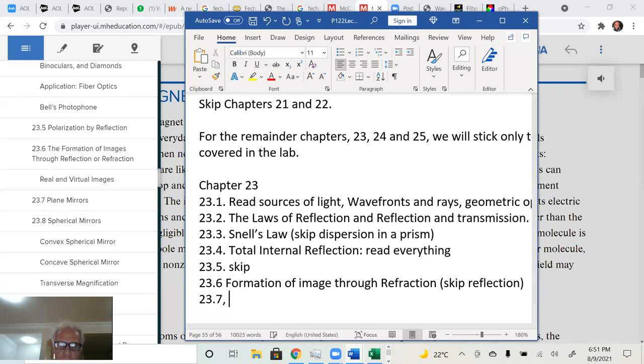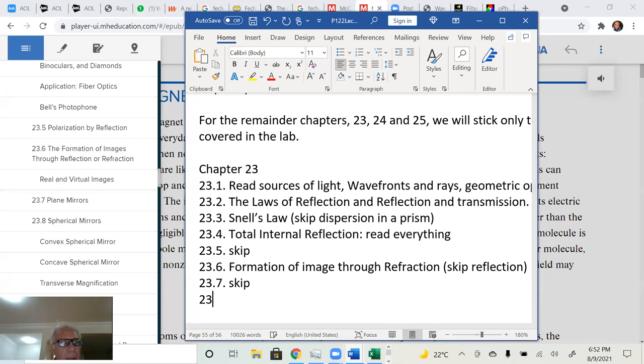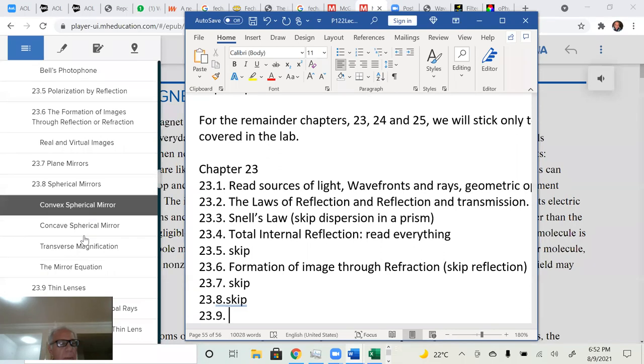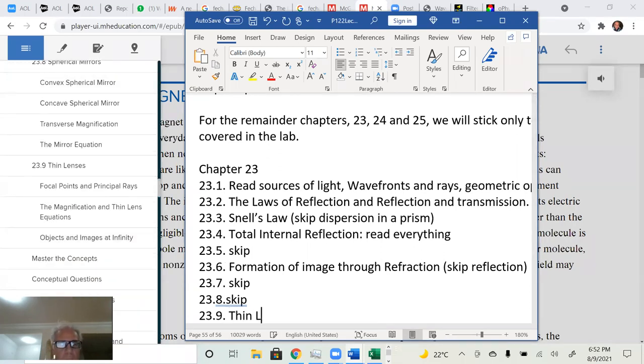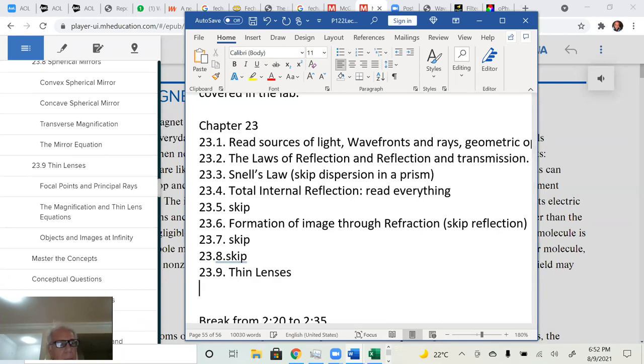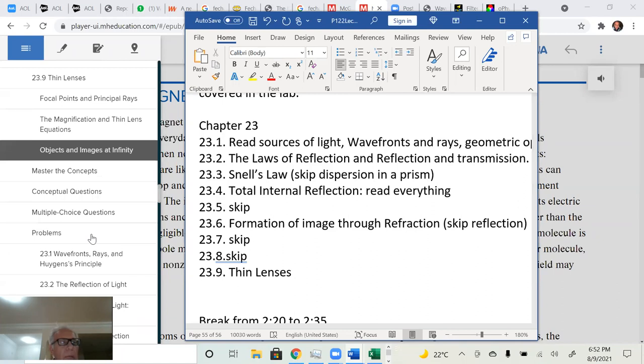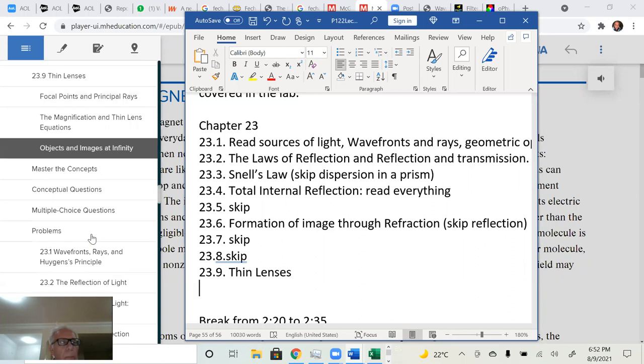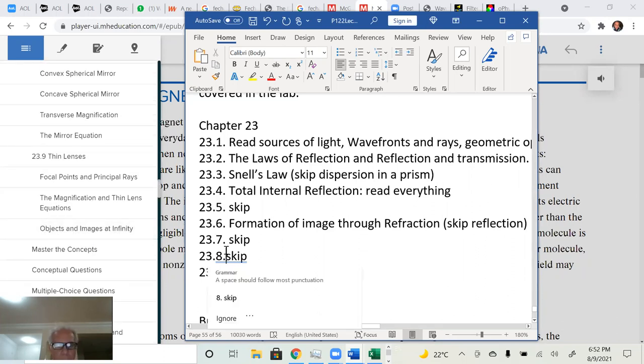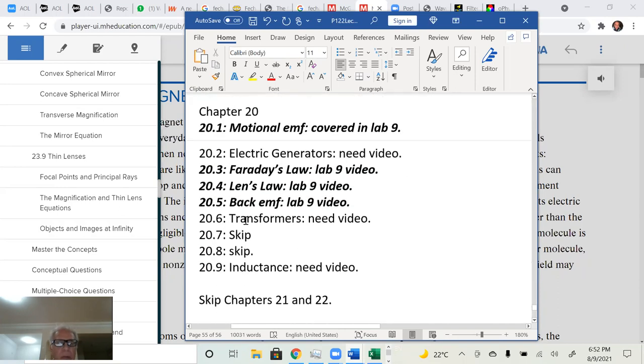23.7, skip. Skip. 23.9. What about 23.9, converging lenses? Okay, so that's what we have for this chapter, 23. I'm going to prepare the homework for those sections so you can practice for the exam.